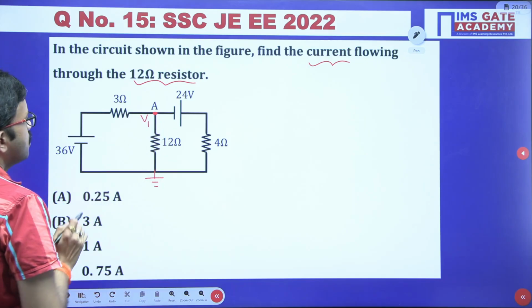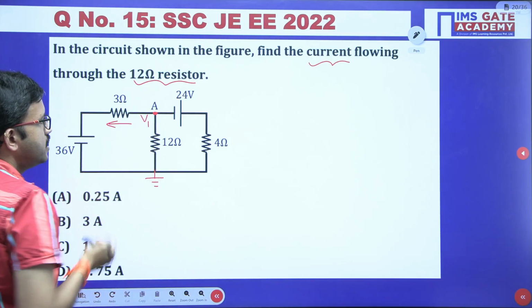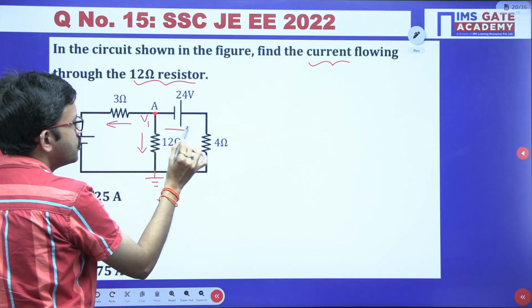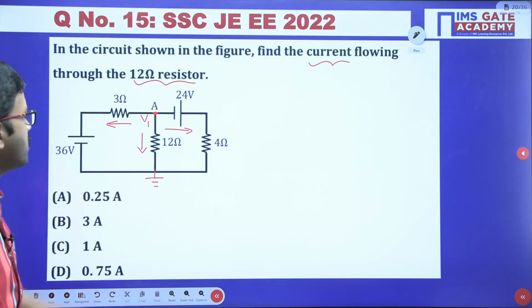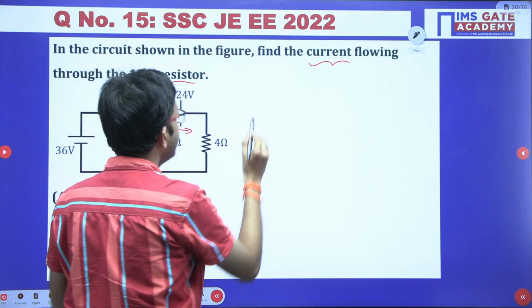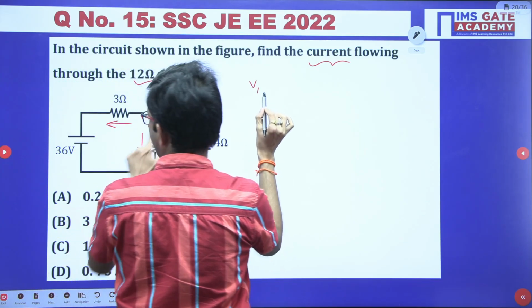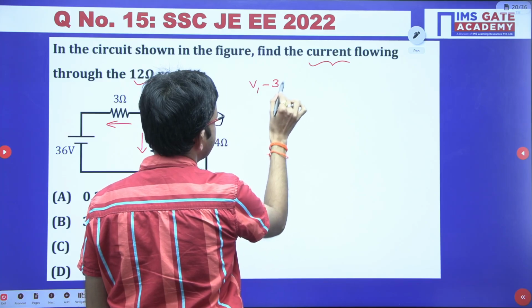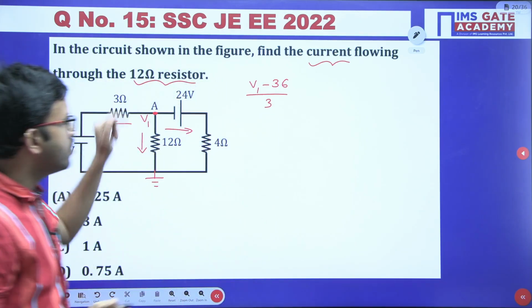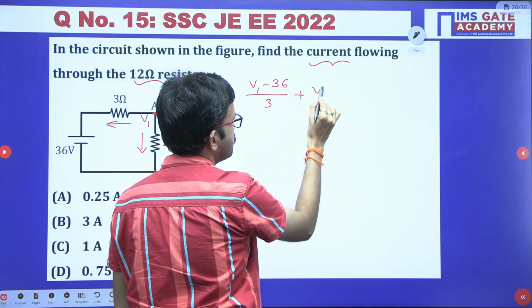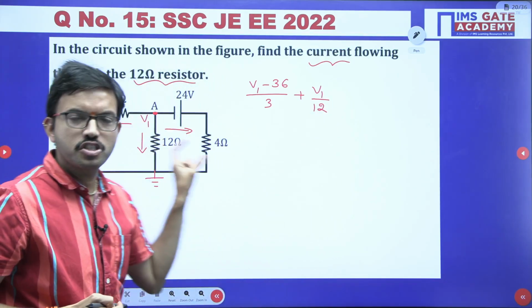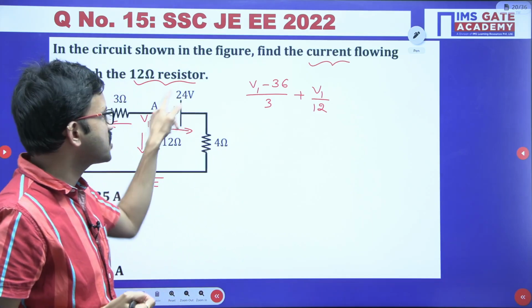Here in this branch we don't know the current, you can assume that it is leaving. Similarly here leaving, and in this branch also we don't know, you can assume that current is leaving. Just apply the nodal equation. So here you are getting (V1 minus 36) divided by 3, and then V1 by 12. Then here is the most important thing. Generally students will make a silly mistake here.